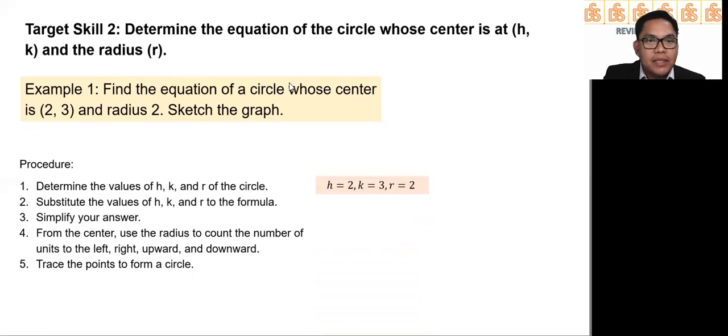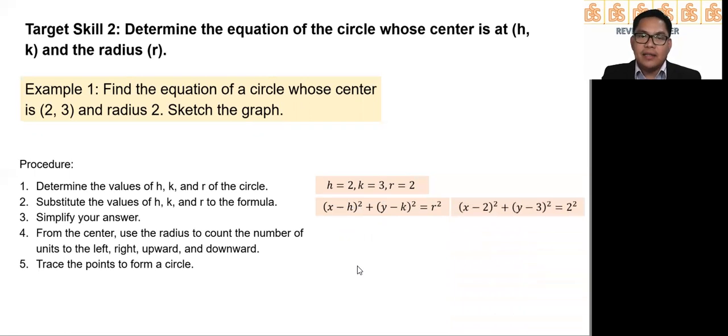So here from the given, h is 2. It's actually the value of x in the center. So 2, and then k is 3, and then r is 2. Okay? And then use the formula (x minus h) squared plus (y minus k) squared equals r squared. So we will be substituting 2 for h, 3 for k, and 2 for r.